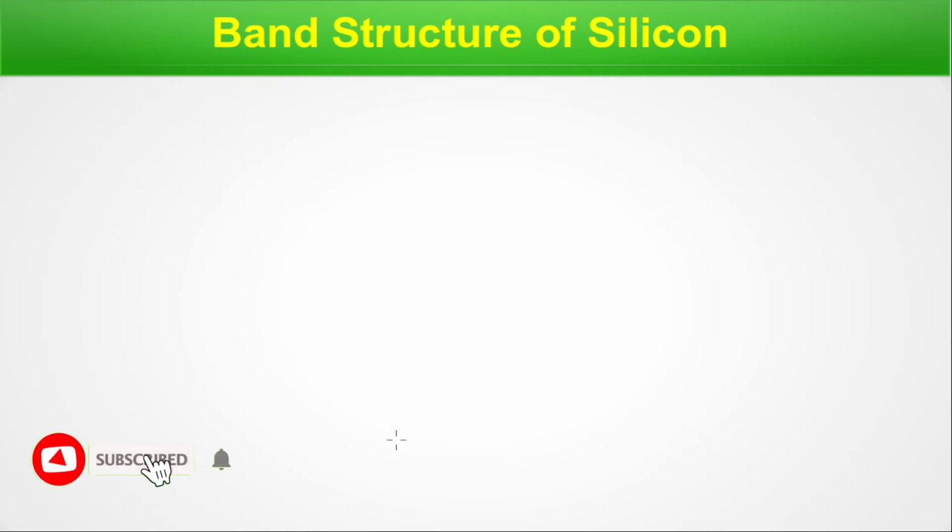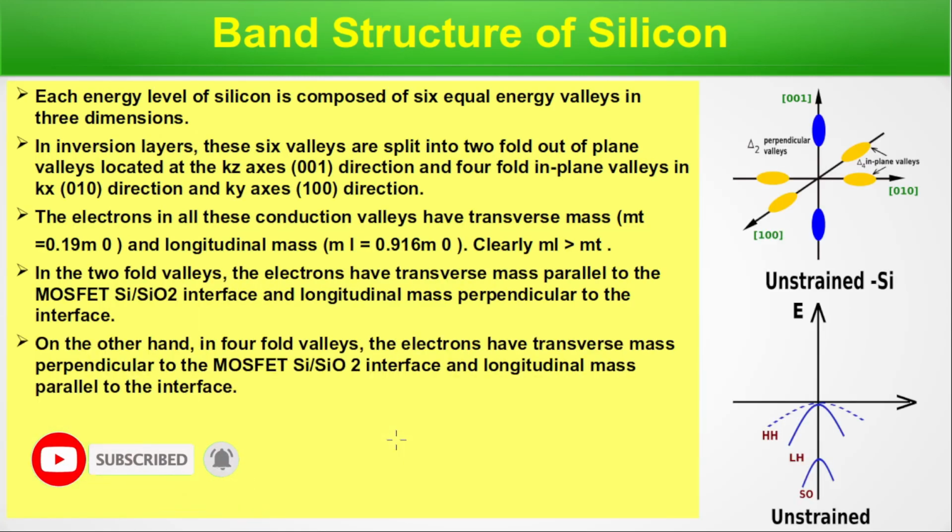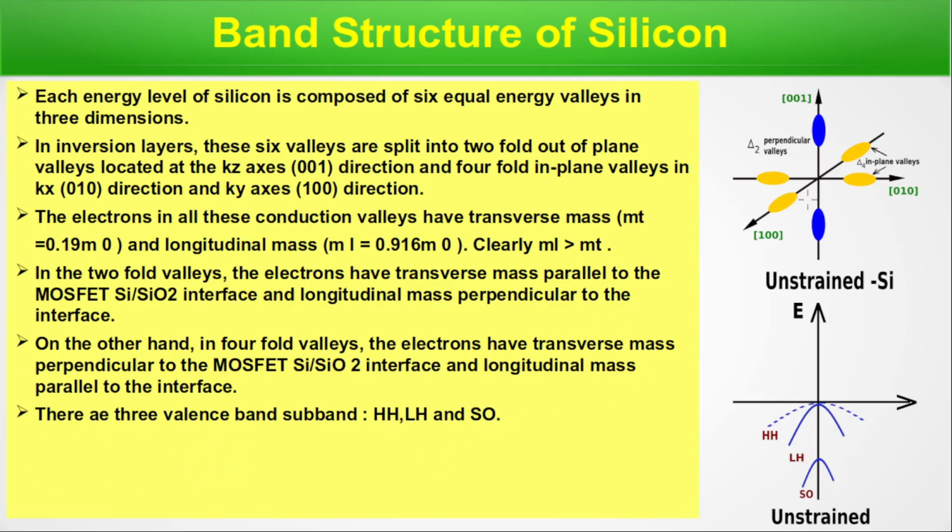Band structure of silicon. Now, band structure of silicon we have already discussed. Strain actually changes the band structure. So we will understand the basic band structure, then we will try to understand how strain modifies this band structure and leads to higher mobility.